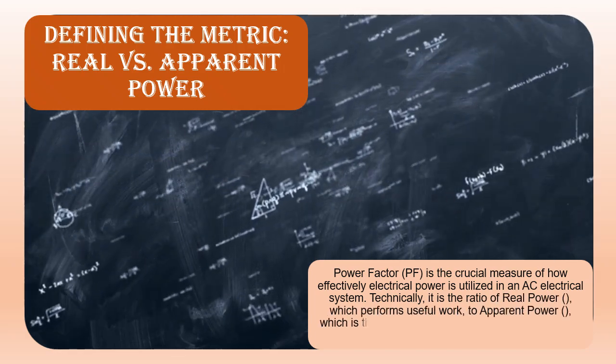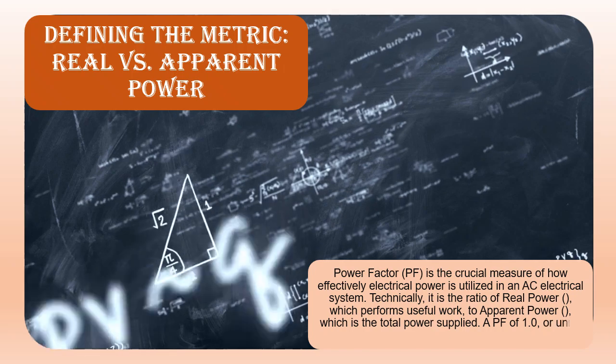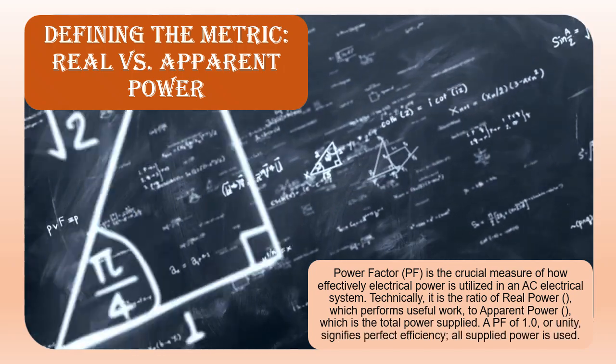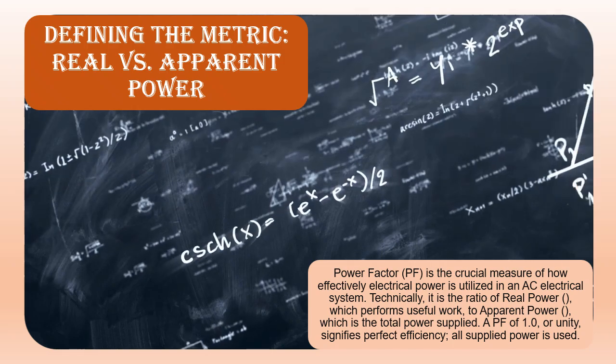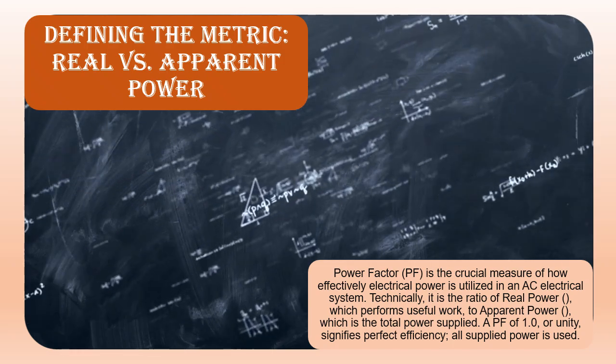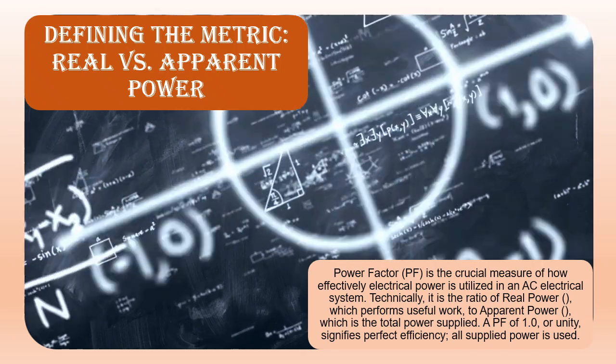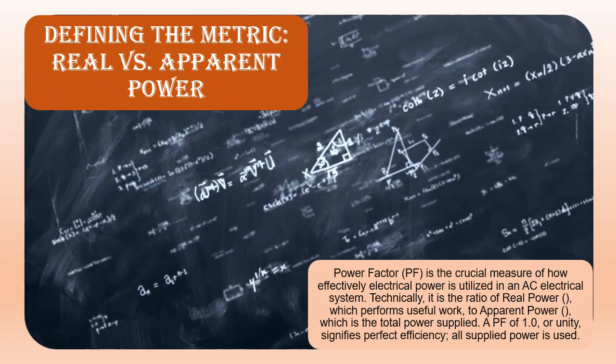Technically, it is the ratio of real power, which performs useful work, to apparent power, which is the total power supplied. A PF of 1.0, or unity, signifies perfect efficiency. All supplied power is used.